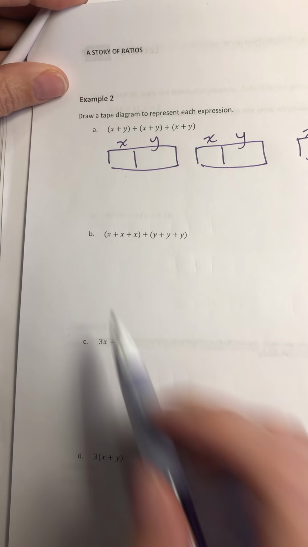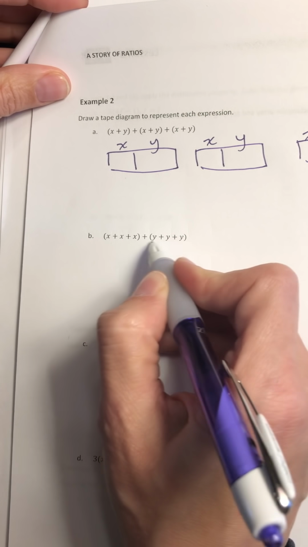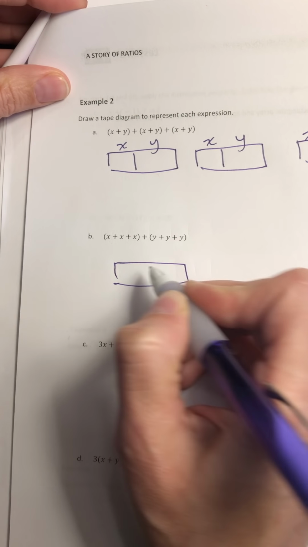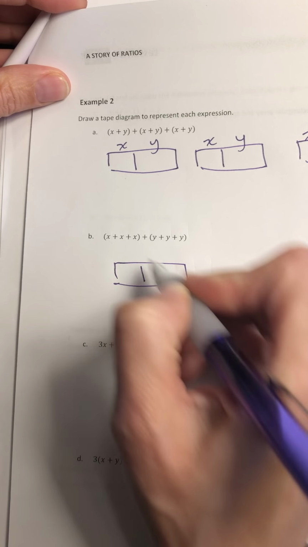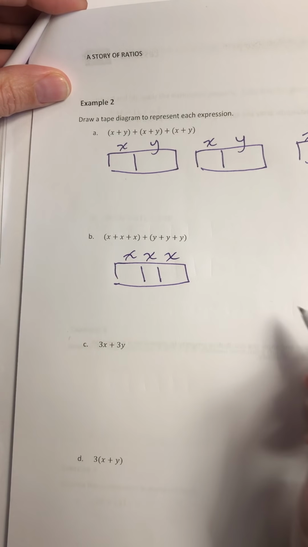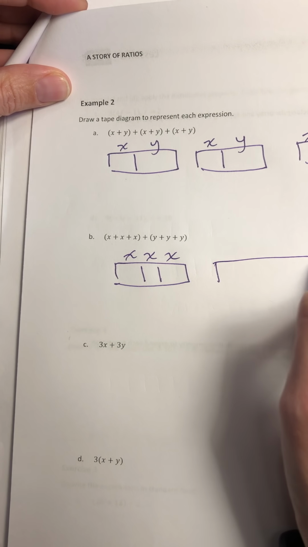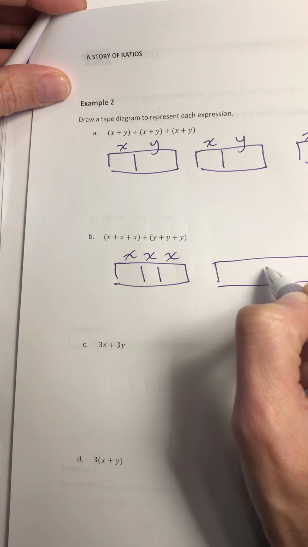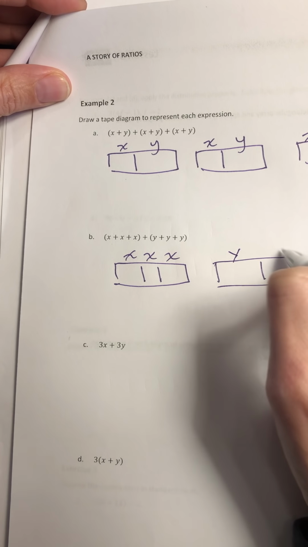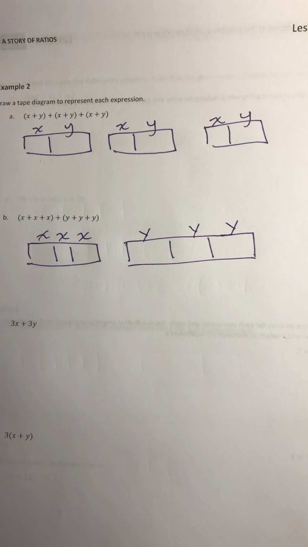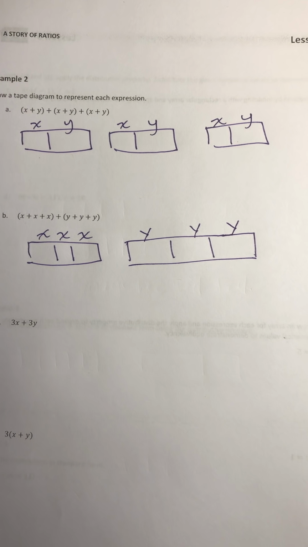Let's do the next one. x plus x plus x plus y plus y plus y. These have the same values here, so x plus x plus x, plus, these have a different value, so we'll make them a little bigger, y plus y plus y. This is just giving a visual representation to what these expressions mean.